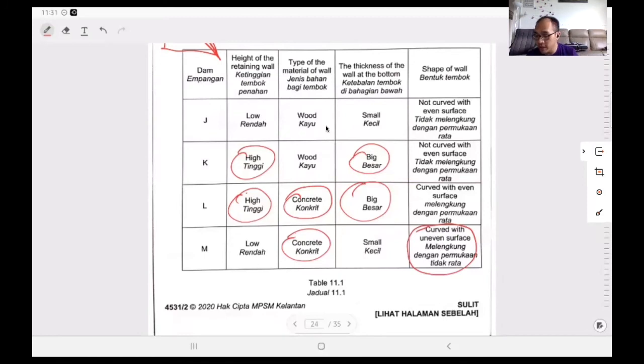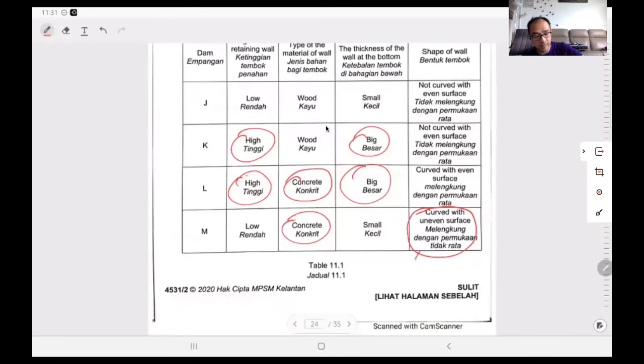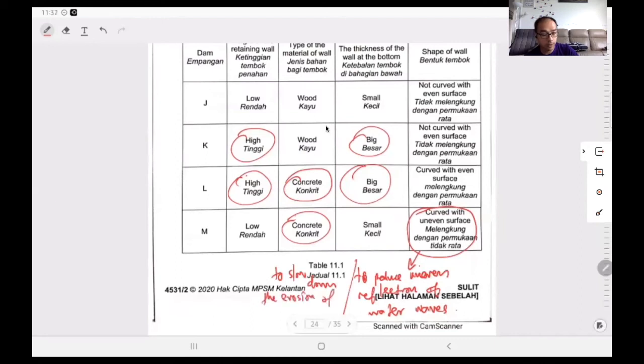Now, the reason for this is this lah. Okay, to produce uneven reflection of water waves. Okay, this is one: to produce uneven reflection of water waves, or to slow down the erosion of the wall.